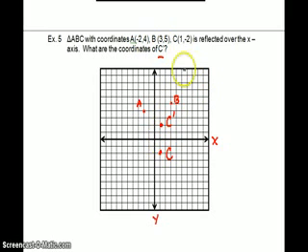So the coordinates of C prime are 1, +2. Okay, so if you notice, when we reflect over the x-axis, the y-coordinate changes to a positive. Let's look at the next one.